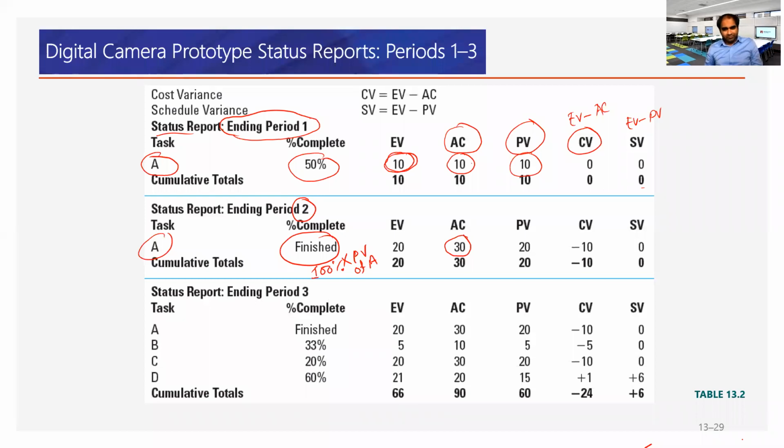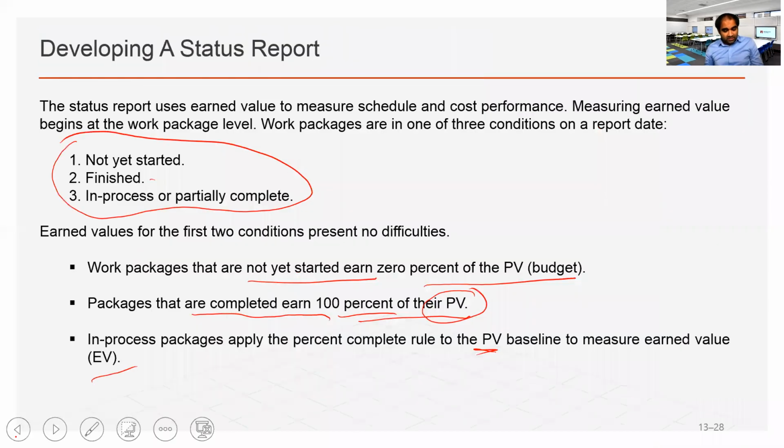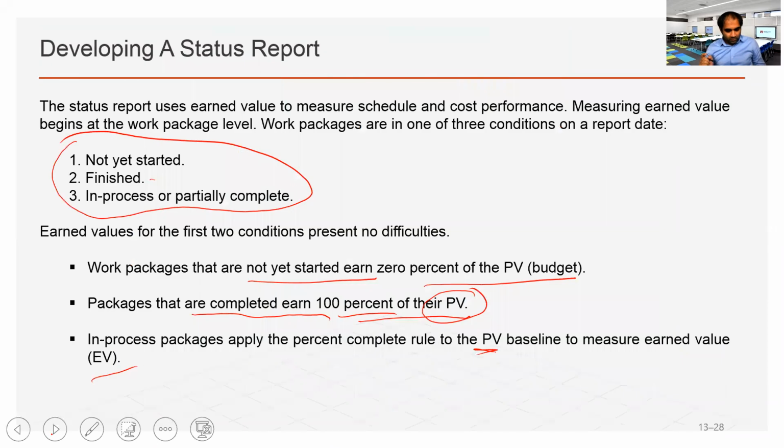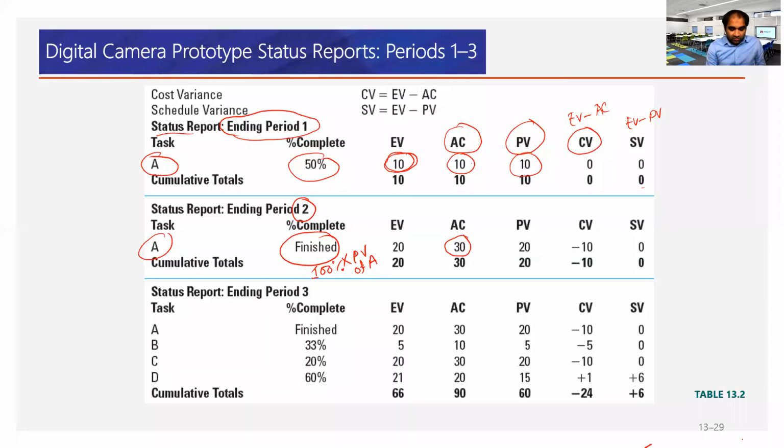Does it make sense? PV of A, we go to the table here. This is A, and PV of A is 20K. Multiply 100% of PV of A, 20, so earned value is 20K. We earned 20K value of work at the end of period 2 by completing 100% of task A. This is what it means.